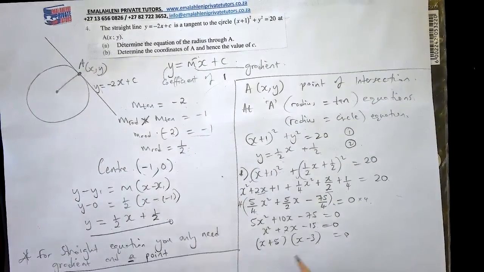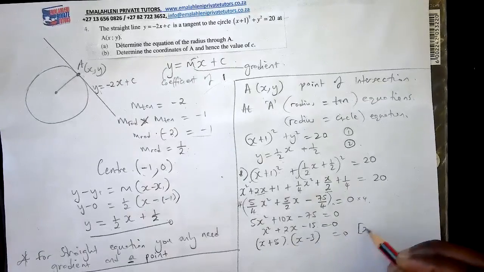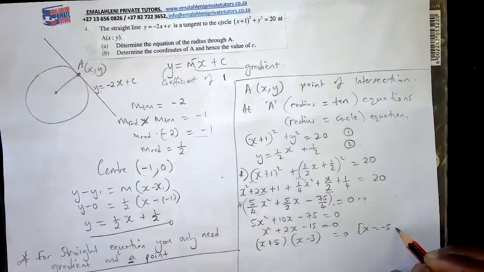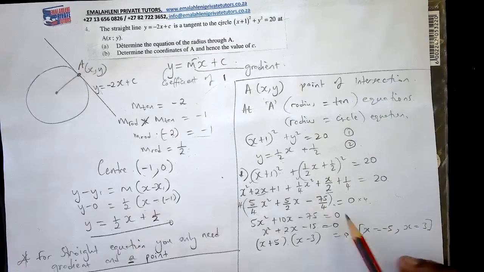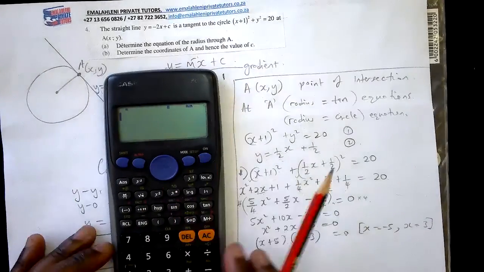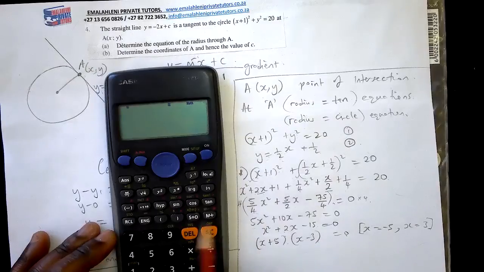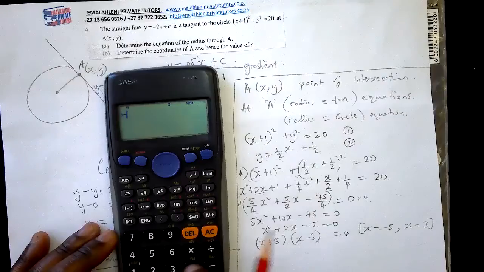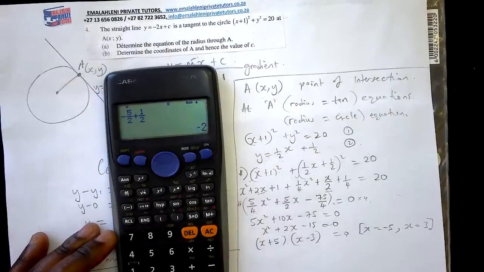Okay, so here we have x equals negative 5, or x equals 3. Now we substitute that in the equation y equals. So in equation 1, we find the y value for each. It's going to be half, so negative 5 over 2 plus 1 over 2. What do we get? We get negative 2.